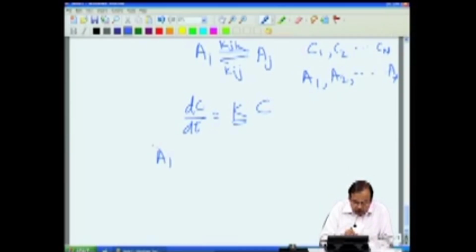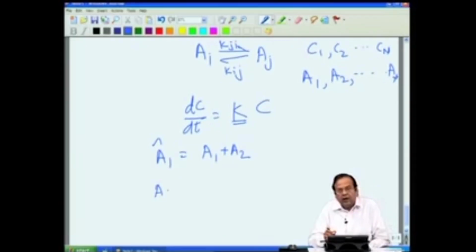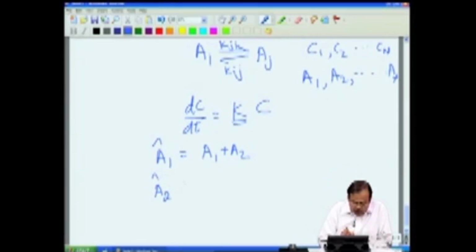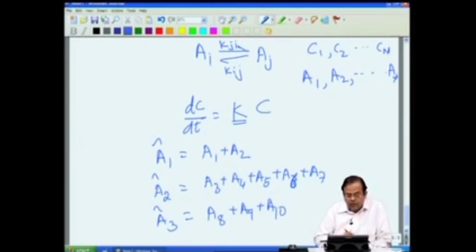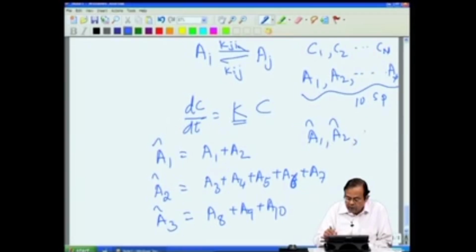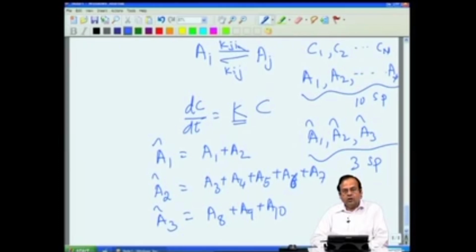So, can I write, for example, A1 hat equal to A1 plus A2. Then suppose I had 10 species to begin with, then can I write A2 hat as A3 plus A4 plus A5 plus A7 or A6 plus A7, and then A3 hat as A8, A9, A10. So, the original 10 species, can I lump them into hypothetical species A1 hat, A2 hat and A3 hat, and still say that the dynamics represented for these lumped species is a fairly good representation of the original dynamics.